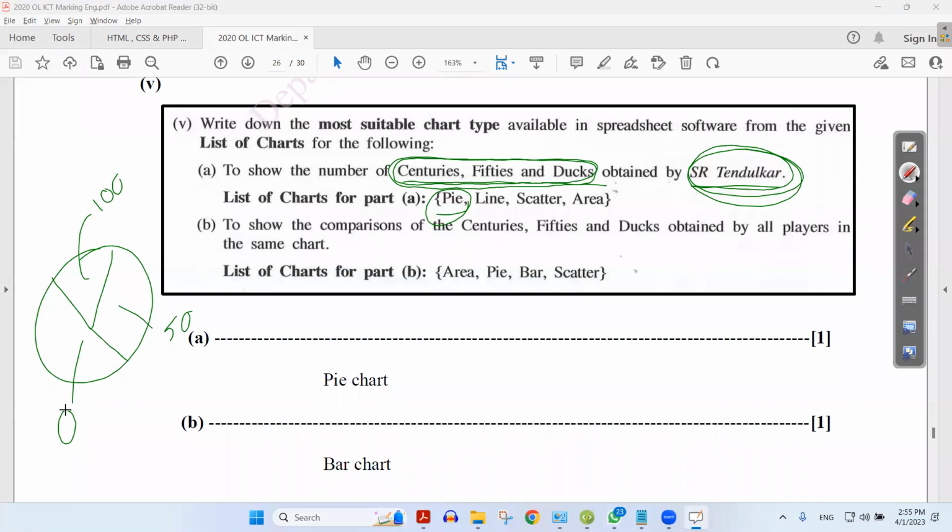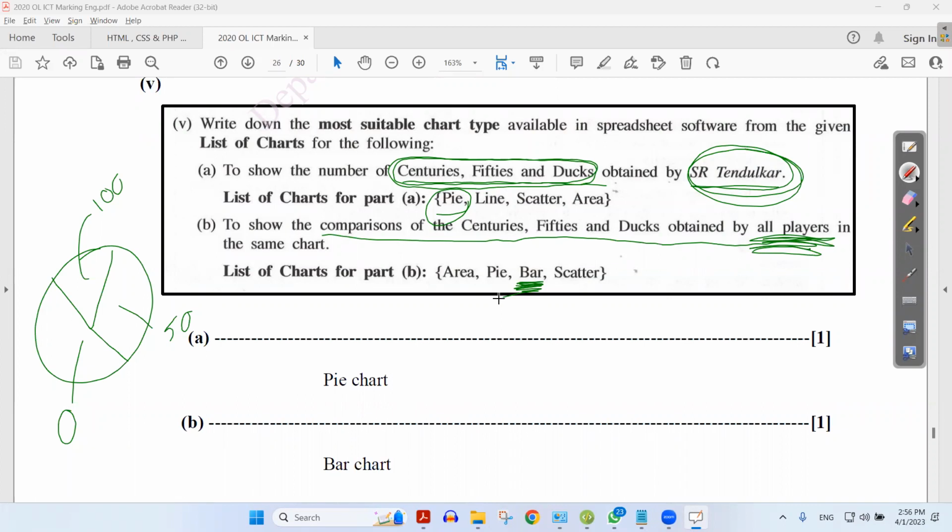Right? And part B says to show the comparison of the centuries, 50s, and ducks obtained by all players. So we can't do this with the pie chart. We need a bar or a column chart. So here, the bar chart will be the suitable one. If you choose it correctly, you will be given 2 marks again.